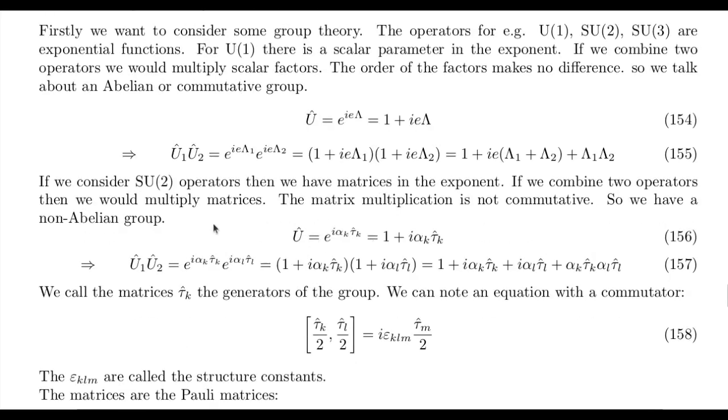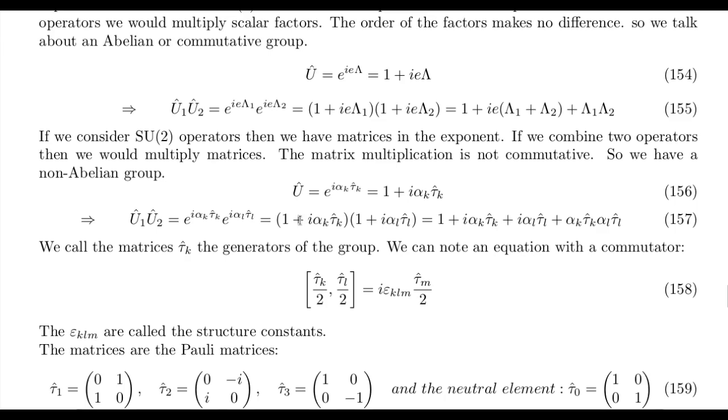If we consider SU2 operators, the special unitary group of two parameters, we have matrices in the exponent. And so if we multiply two operators here, then the product is not commutative. It makes a difference in which order we multiply. And so we talk about a non-Abelian group. Here we make the same calculation.